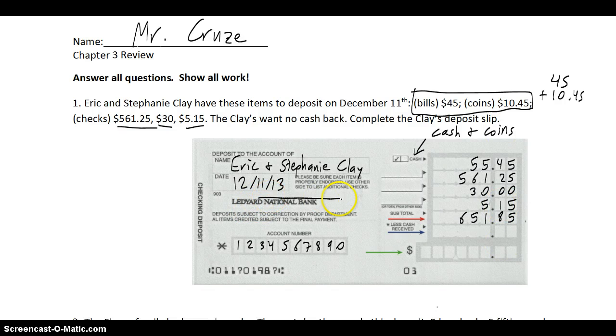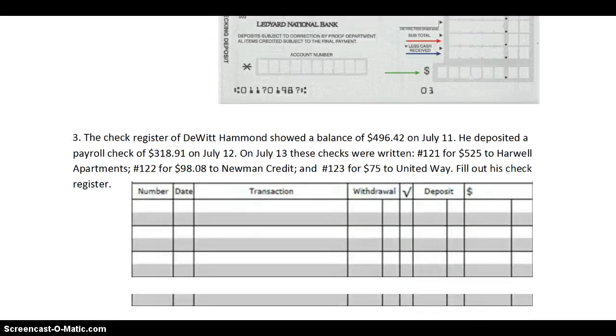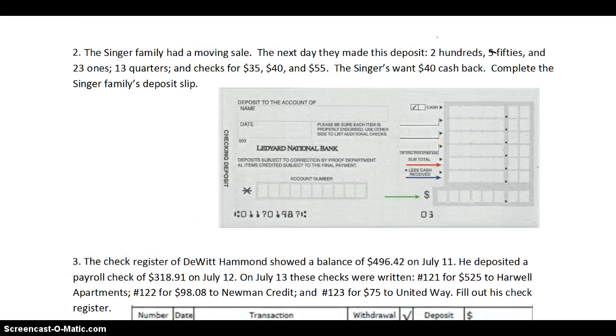It says they want no cash back, right? No cash back. That means I'm going to put 0 in the less cash received. I had a lot of you not put 0 on this on your last quiz. Make sure you fill out 0. We want to know that we're not getting any cash back. It's just 651.85. Okay, and that's the total deposit. It's really not too difficult to figure out. Remember, everybody has to fill these out at some point, so it's a good thing to know.